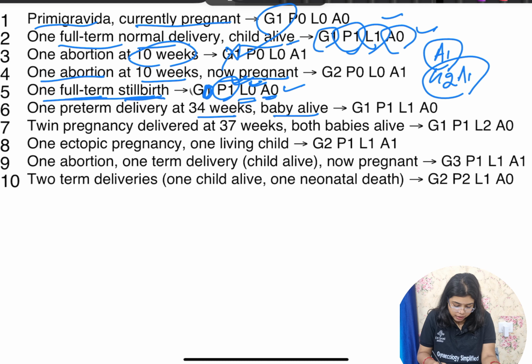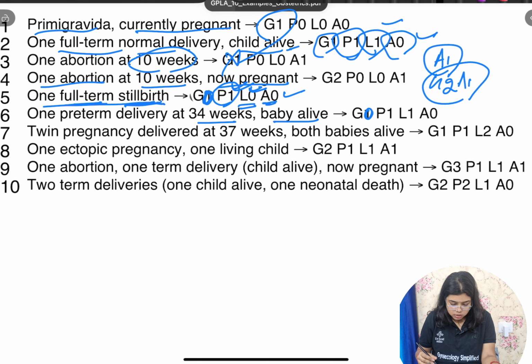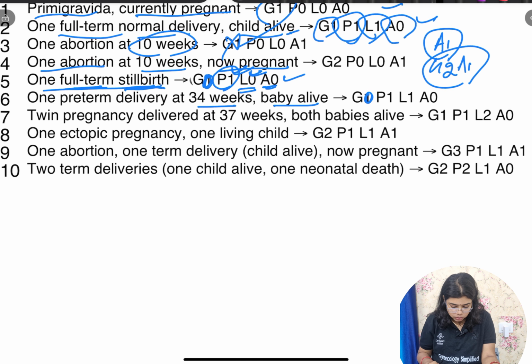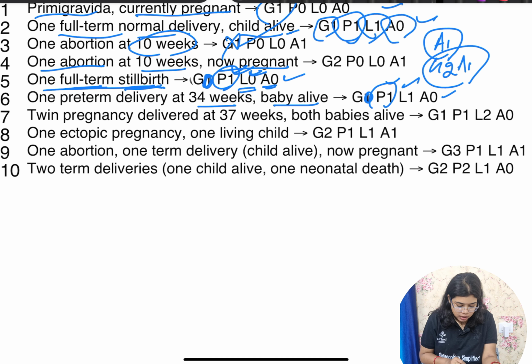Then one preterm delivery at 34 weeks and the baby is alive. So gravida will be 0 because now there is no pregnancy. The patient has already delivered. I don't know why everywhere it is written gravida 1; there may be some mistake in typing, but this is not gravida 1. Because the patient has delivered, it is gravida 0. Then one preterm delivery at 34 weeks, that means it has crossed viability, so it will be para 1. Understood? And the baby is live, that is L1, and there is no history of previous abortion, that means A0.